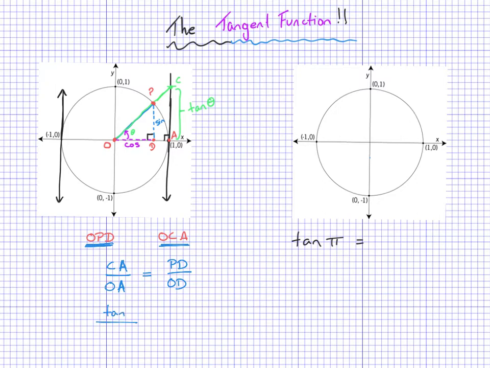The reason I used OA is because that's the only other side in the big triangle that I know, and it's 1 because it's actually the radius. PD I know is sine, and OD I know is cos. So this establishes the actual definition of tan for us. It is tan equals sine over cos. All right, so for any angle, tan is sine over cos.